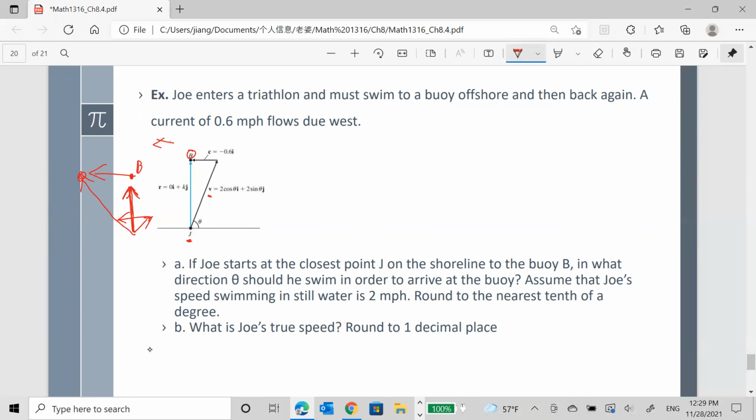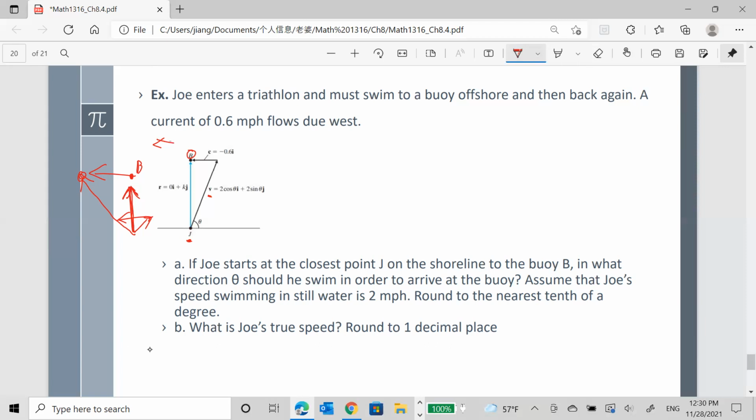The question A: if Joe starts at the closest point J on the shoreline to the buoy B, in what direction theta should he swim in order to arrive at the buoy? Assume that Joe's speed swimming in still water is 2 miles per hour. Round to the nearest tenth of a degree. It's looking for theta. We can figure out the relationship between these three vectors.